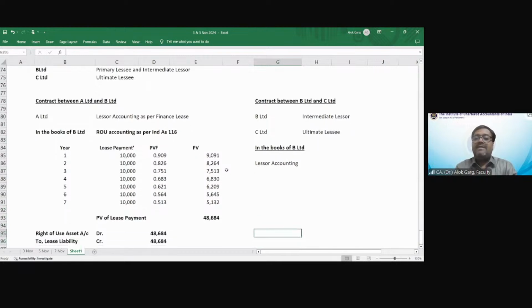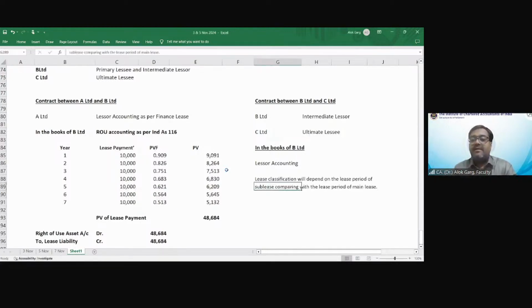Whether it is a finance lease or operating lease. In the books of B Limited, as a lessor, I need to classify this lease as an operating lease or finance lease. Tell me, which lease is this? Finance lease. Because lease classification will depend on the lease period of the sublease compared with the lease period of the main lease.